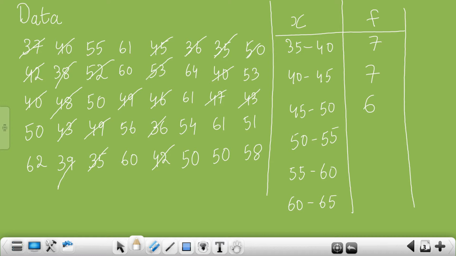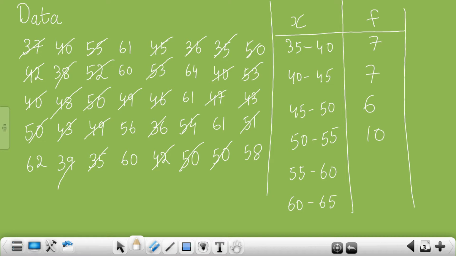Right, now let's take from 50 to 55. It's 1, 2, 3, 4, 5, 6, 7, 8. So we have 8, 9, 10. Okay, so we have 10 such values, right? Between 50 to 55.